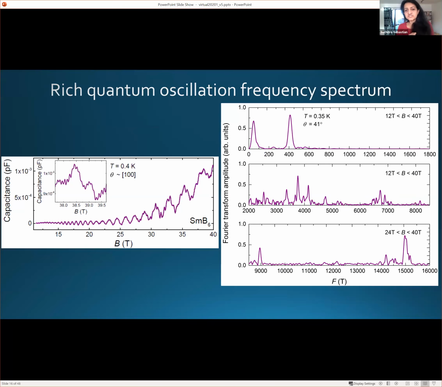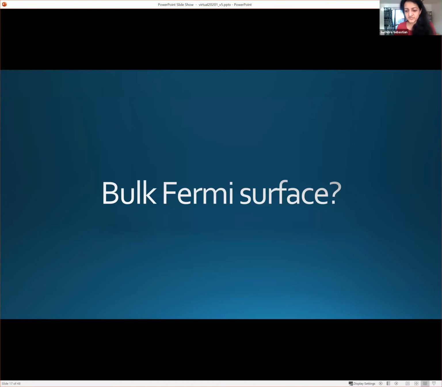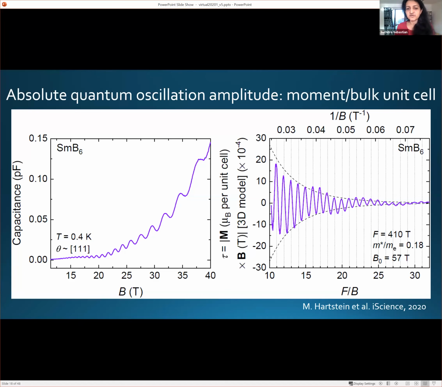So the first question is, is this a bulk Fermi surface? Given that at that point in time, it was unthinkable that it could be from the bulk. So the first thing we do is to look at the absolute amplitude of the quantum oscillations to see whether this reflects the entire bulk of a sample or a tiny fraction. So we convert it into magnetic moment per bulk unit cell, assuming the whole sample is contributing. So for the bulk unit cell we divide out by the entire volume.